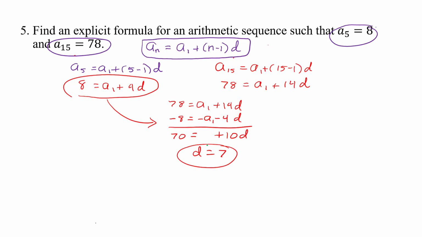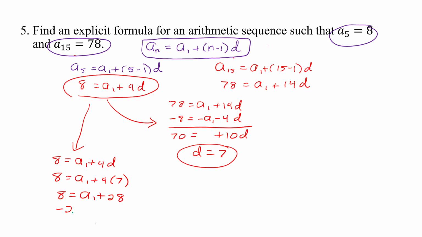We still need to find a sub 1. That's easy enough to do. If I pull down this 8 equals a sub 1 plus 4d and plug in 7 for d, I have 8 equals a sub 1 plus 4 times 7. We get 8 equals a sub 1 plus 28. Subtracting 28 from each side, I'm going to get negative 20 equals a sub 1. Okay, so we have a sub 1 and d.